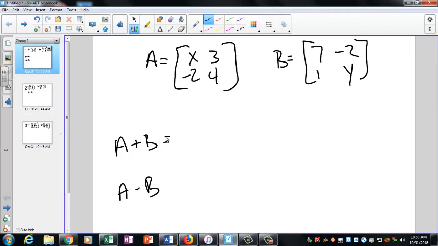You simply add elements. So the first one would be x plus 7, 3 plus negative 2, negative 2 plus 1, and 4 plus y. We write the x plus 7 and the 4 plus y as x plus 7 and 4 plus y.